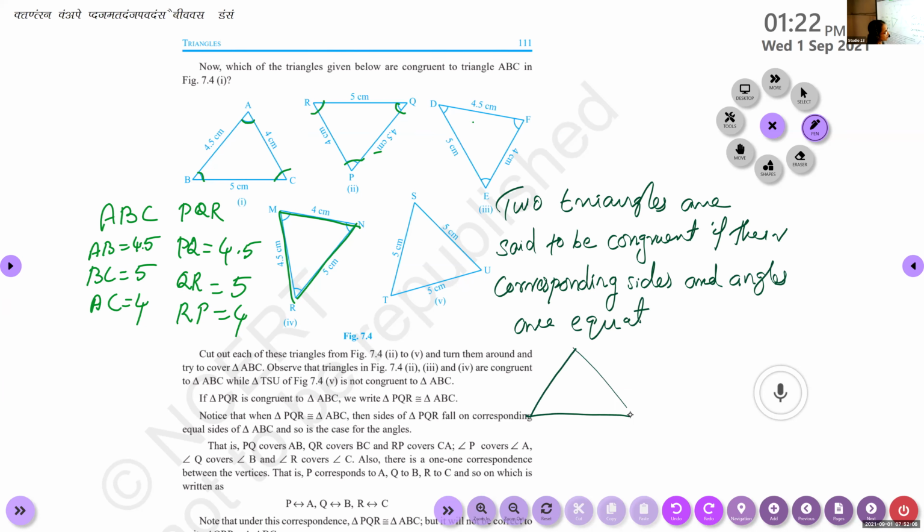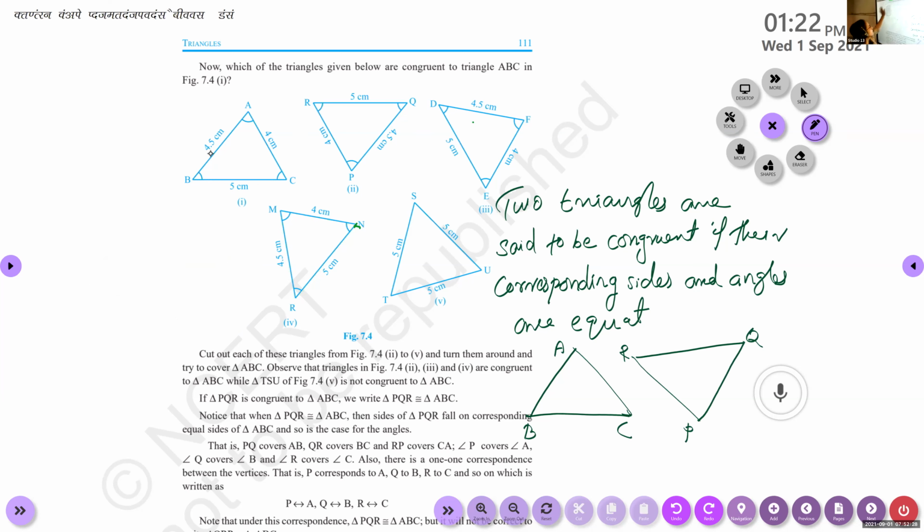Draw two triangles. For example, these first two, ABC and PQR. Here, this is the first and second triangle. Draw these two figures. AB 4.5 centimeter, BC 5 centimeter, AC 4 centimeter, and PR 4 centimeter, RQ 5 centimeter, and QP 4.5 centimeter.